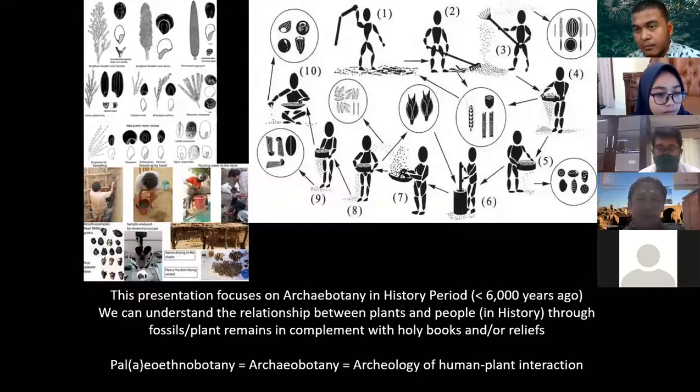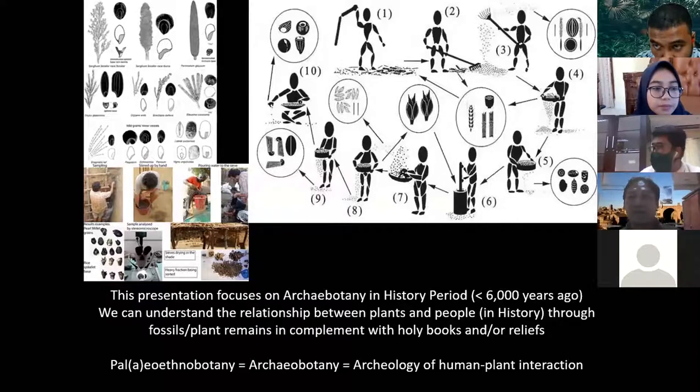And from the Archaeobotany, Basira already mentioned that Archaeobotany is the term in Europe, and Paleoethnobotany the term in North America. To me, it's the same, right? Because I just realized that Paleoethnobotany is the relationship between human and plants, or plant and human interaction in the past, right? I did my ethnobotanical study.